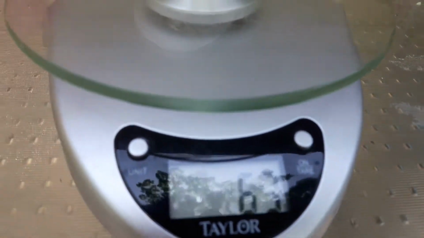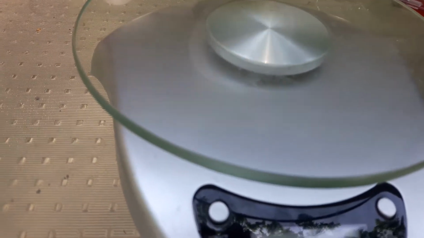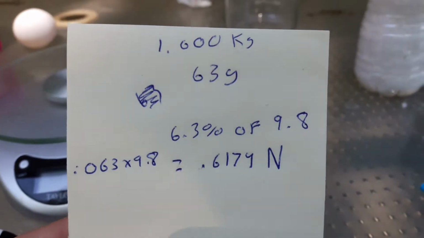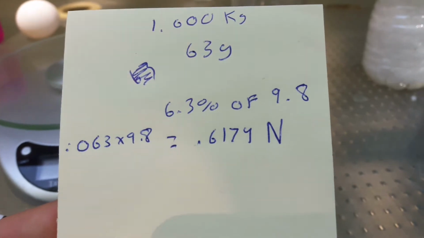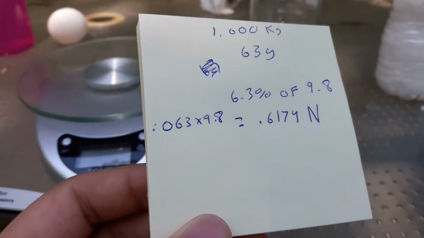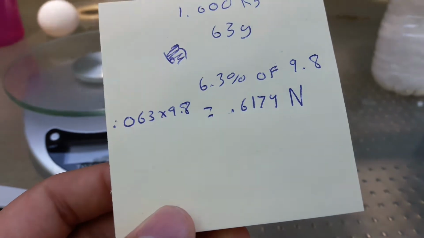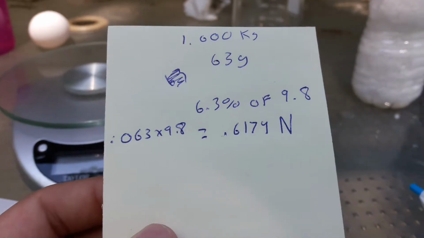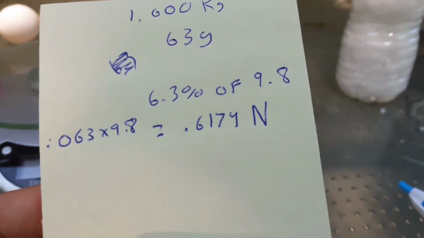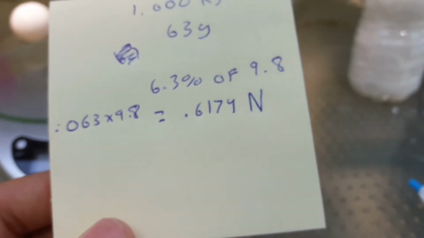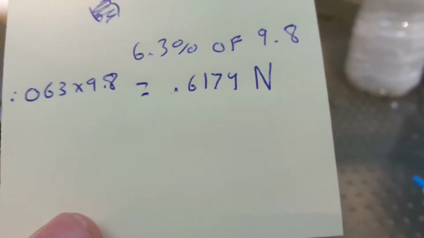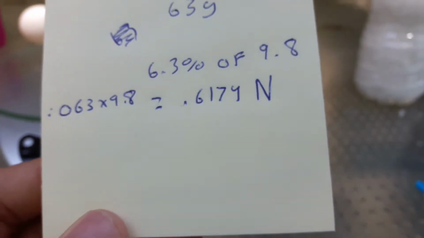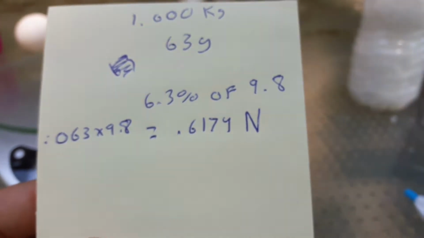It's 63 grams. Since the egg weighed 63 grams, which is 6.3% of 9.8, you can get 0.063 times 9.8, because 1 kilogram is 9.8 newtons of force, and after you do the math, you get 0.6174 newtons of force pushing down. So the buoyant force has to overcome 0.6174 newtons, which is a very little amount of force.